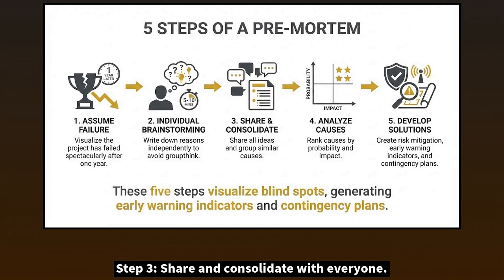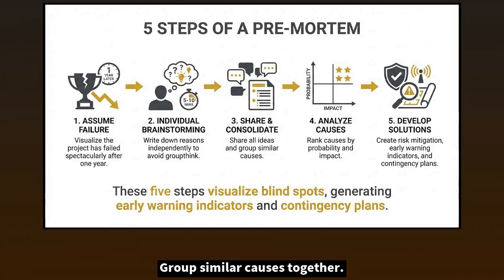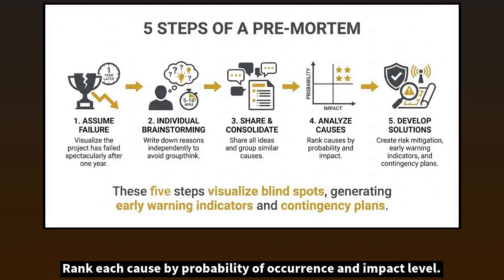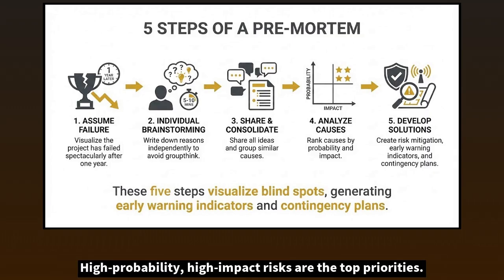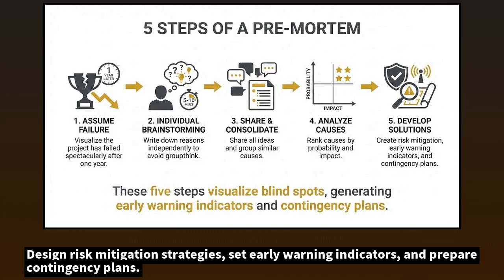Step 3. Share and consolidate with everyone. Each person presents their causes, recorded on a whiteboard. Group similar causes together. Step 4. Analyze the causes. Rank each cause by probability of occurrence and impact level. High probability, high impact risks are the top priorities. Step 5. Build countermeasures. Design risk mitigation strategies, set early warning indicators, and prepare contingency plans.